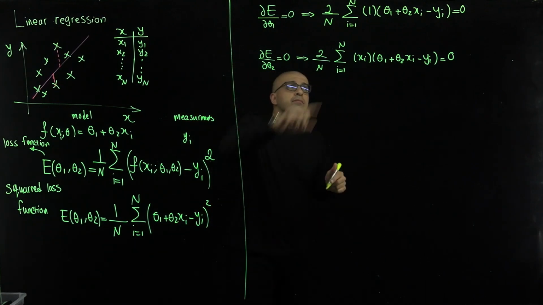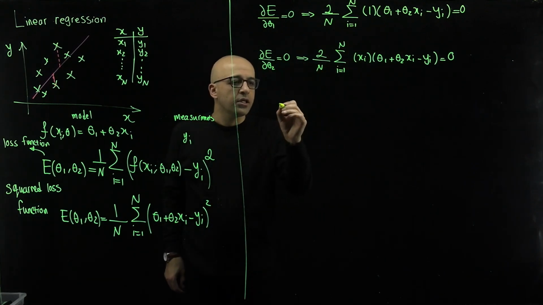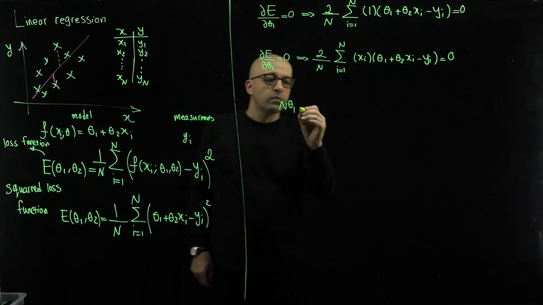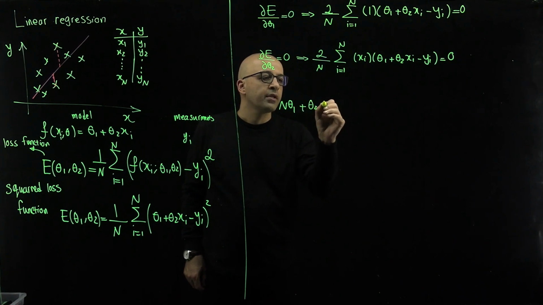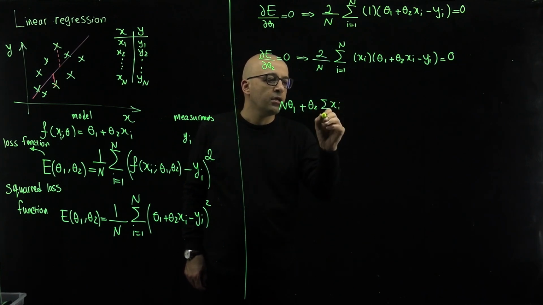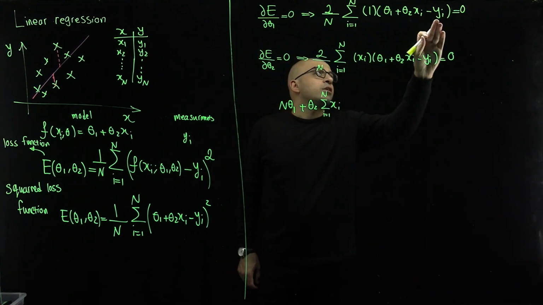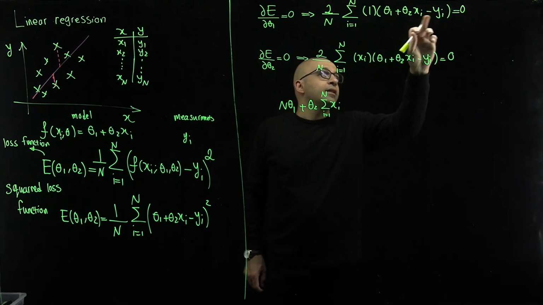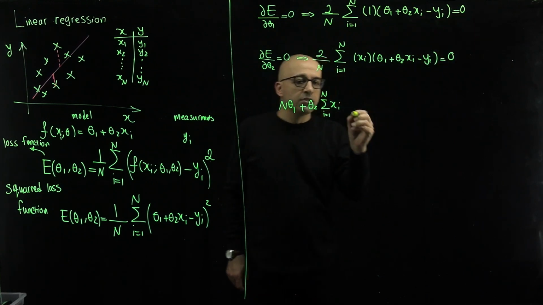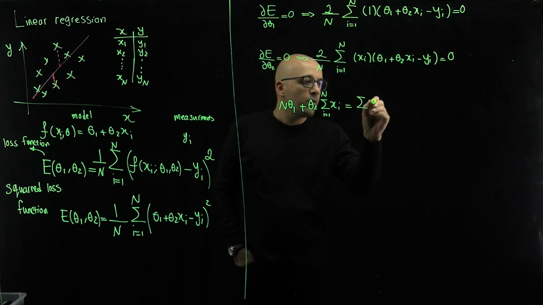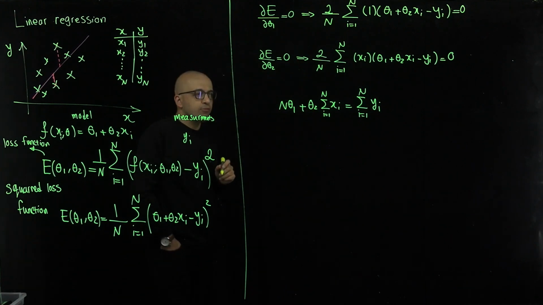So the first equation, like I said, you get n times theta 1. The second term gives plus theta 2 times the summation of xi from i equals 1 to n. And then we have 1 times yi, with the negative sign, so I can take this to the other side and change the sign. And so this will be the summation of yi from i equals 1 to n. So that's the first equation.